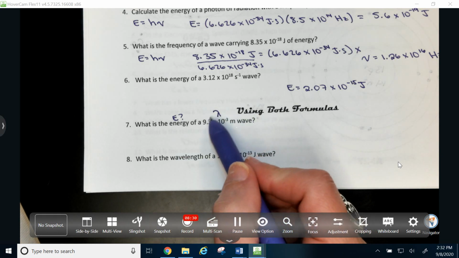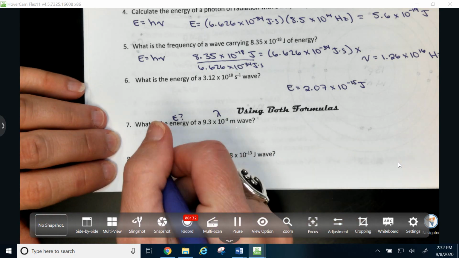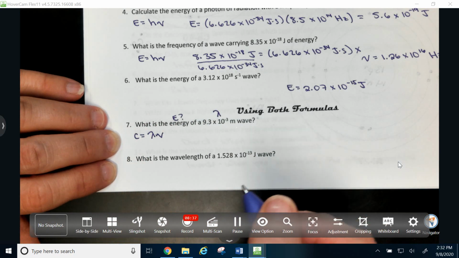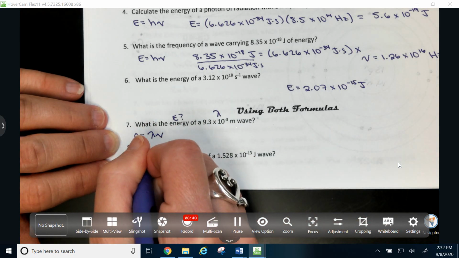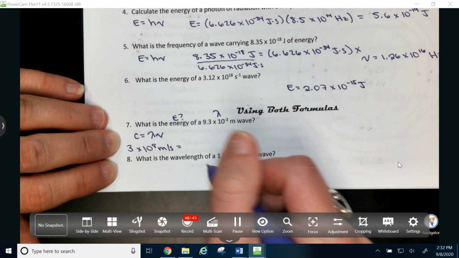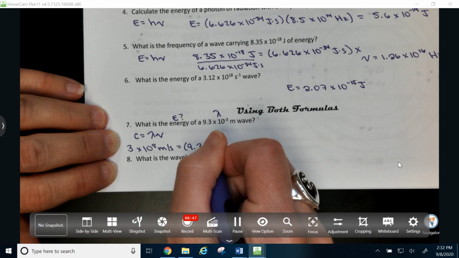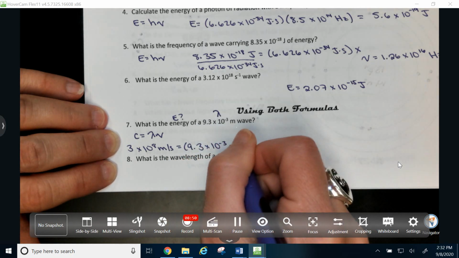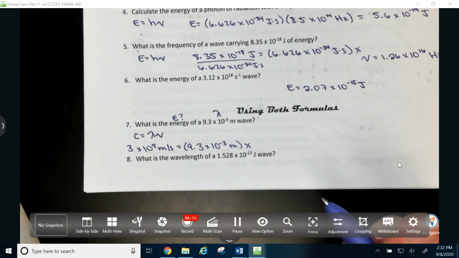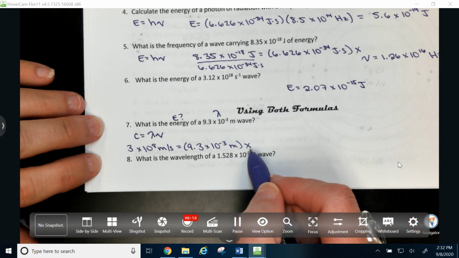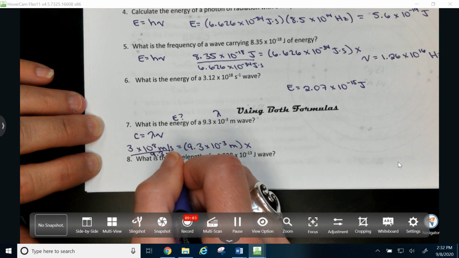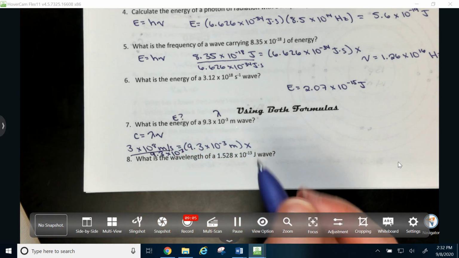Do you use the speed of light equation first, or do you use the energy formula first? Because we're given the wavelength, we're going to have to start with our speed of light formula. So speed of light is equal to the wavelength times the frequency. Our speed of light was 3 times 10 to the 8th meters per second. Our wavelength is 9.3 times 10 to the negative 3 meters, and we're solving for our frequency. So in order to get our frequency by itself, we have to divide both sides by 9.3 times 10 to the negative 3. Sorry, that's so small.